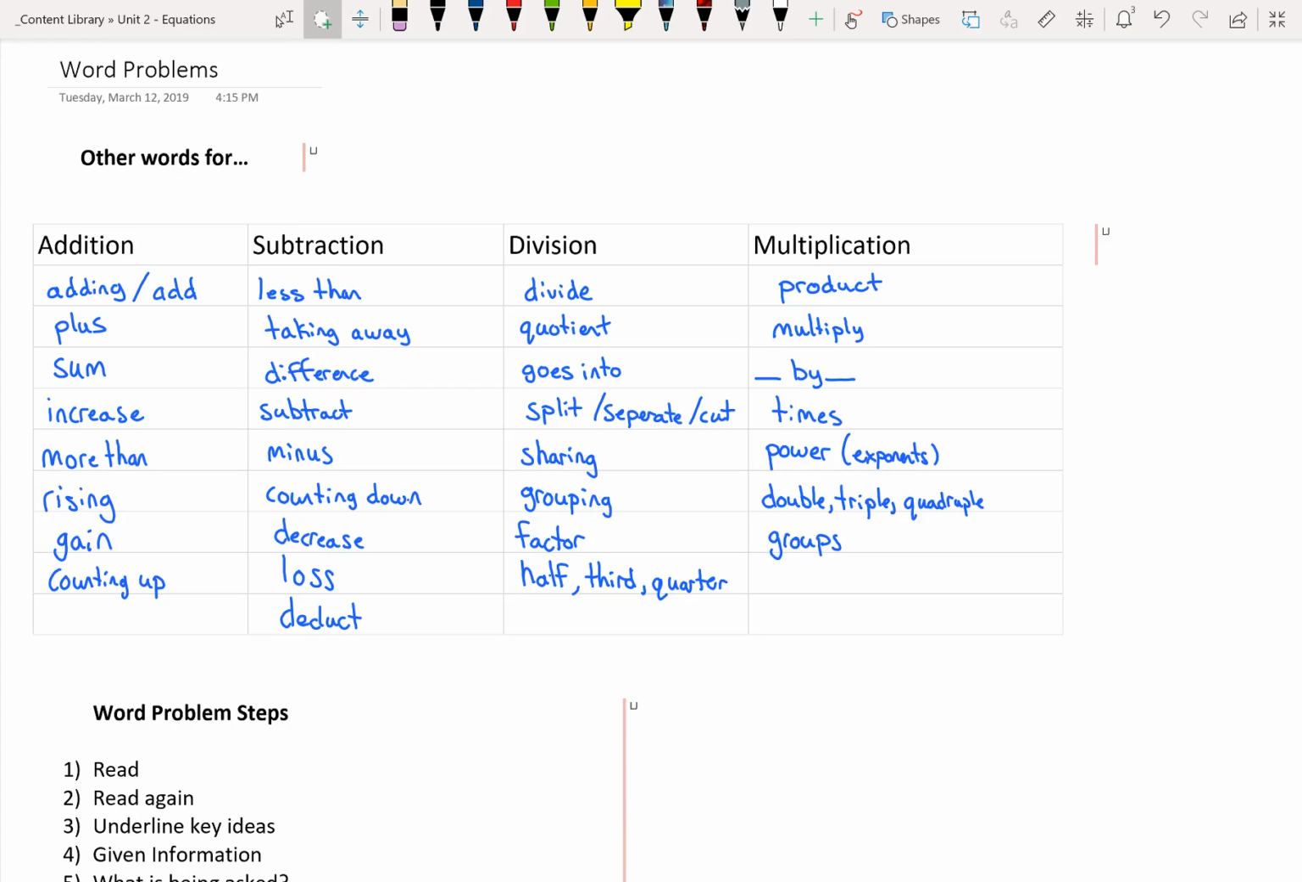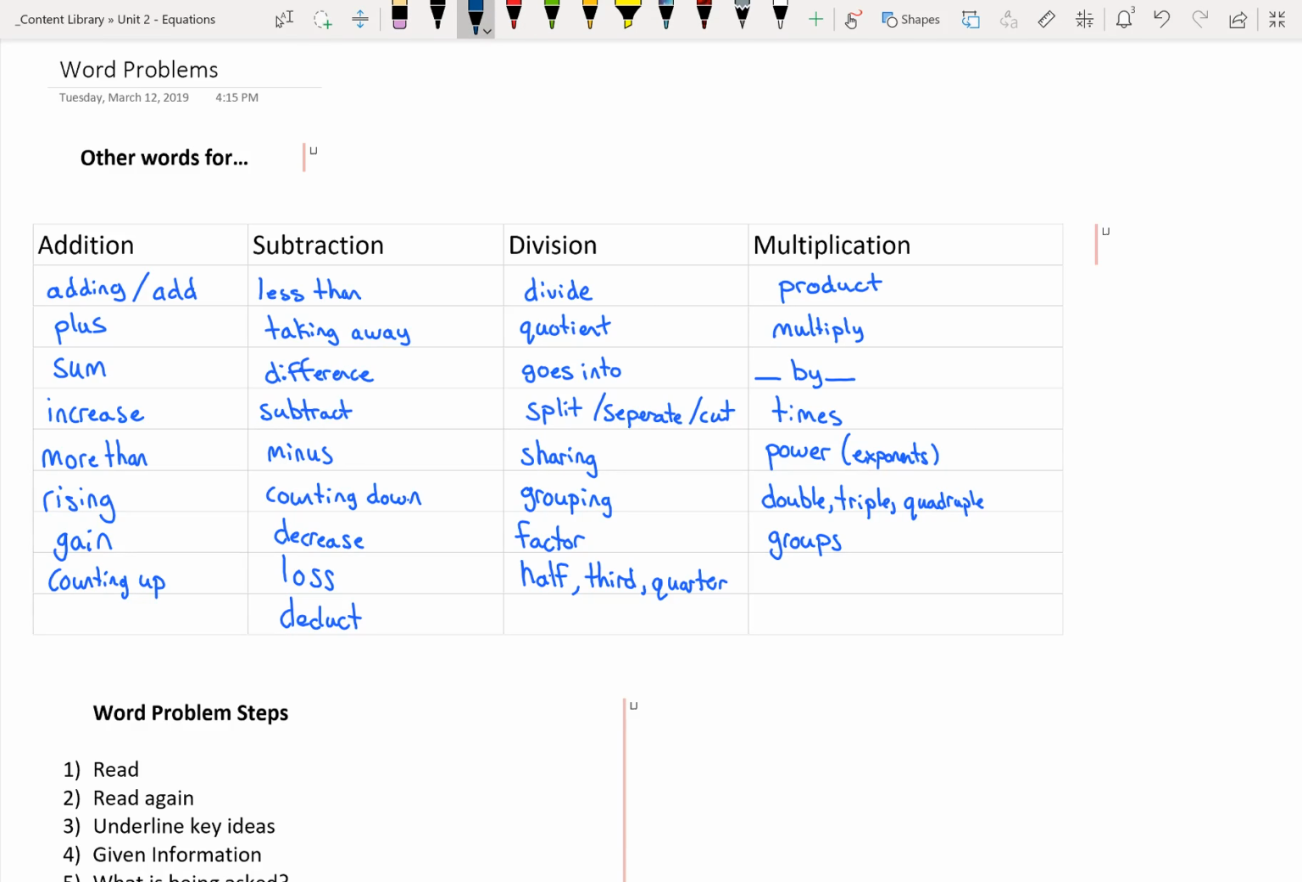For subtraction, we may see the words less than, difference, minus, decrease, loss, deduct, and so on. For division: divide, quotient, goes into, split, separate, or cut, sharing, grouping, half, third, quarter, factor. And for multiplication, we may see things like product, multiply, something by something, times, power, double, triple, quadruple, or groups.